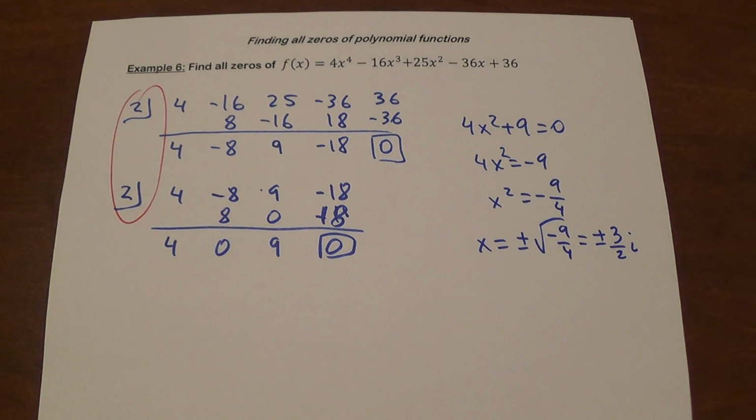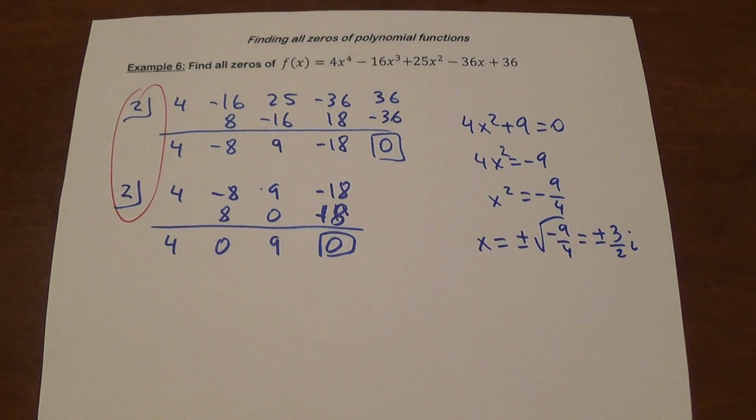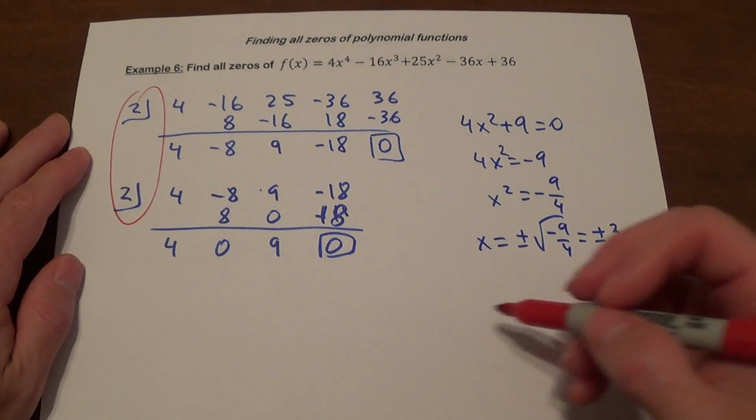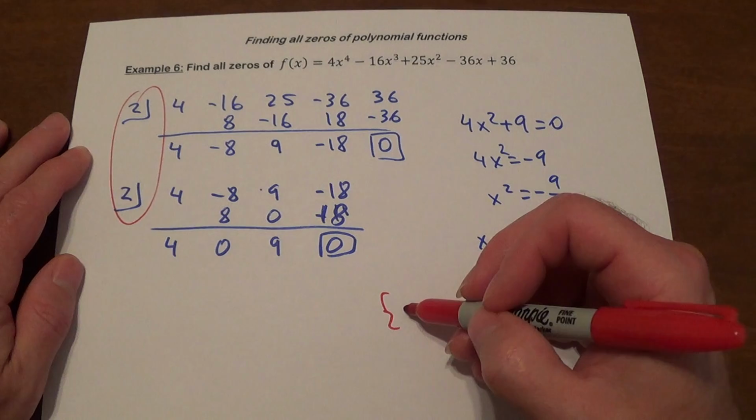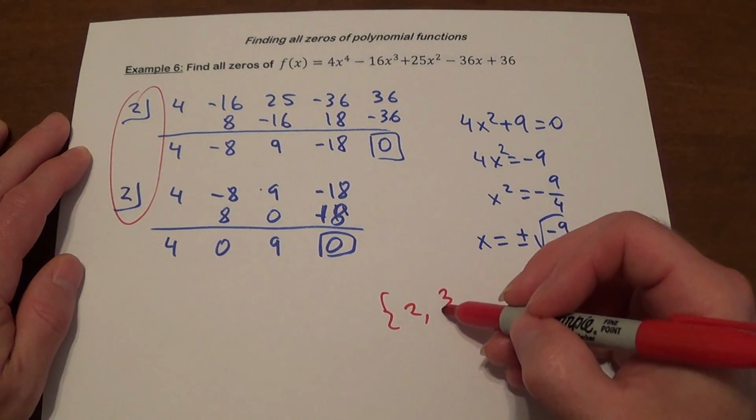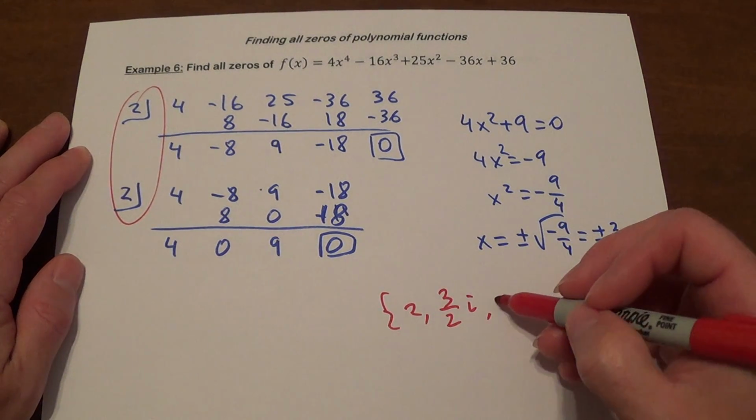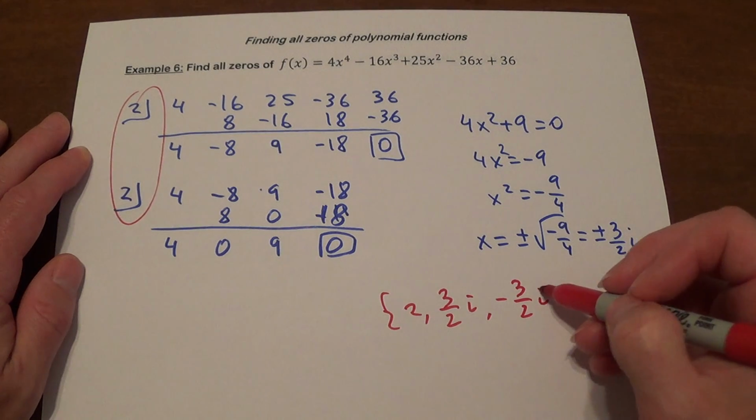We have 2 different numbers. We don't really need to list 2 twice. So what I'm going to write here is 2, 3 over 2i, and negative 3 over 2i.